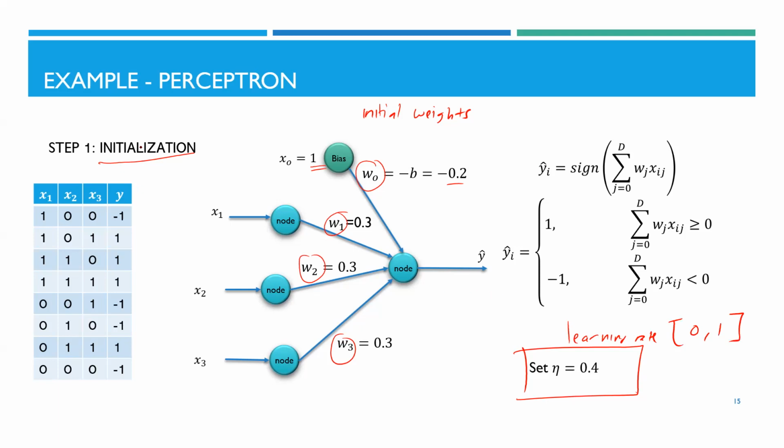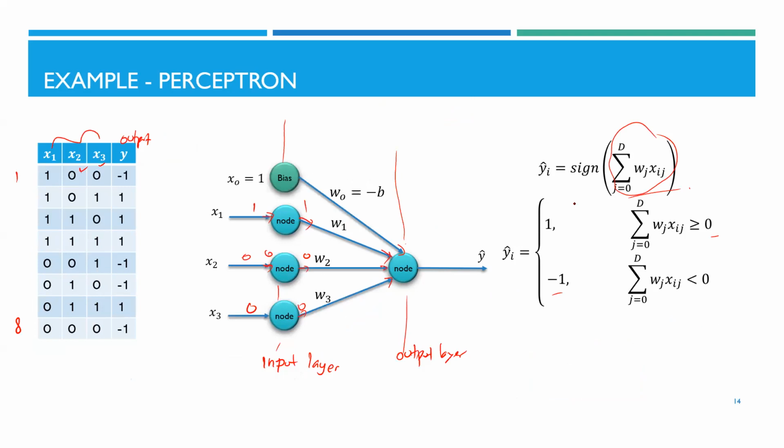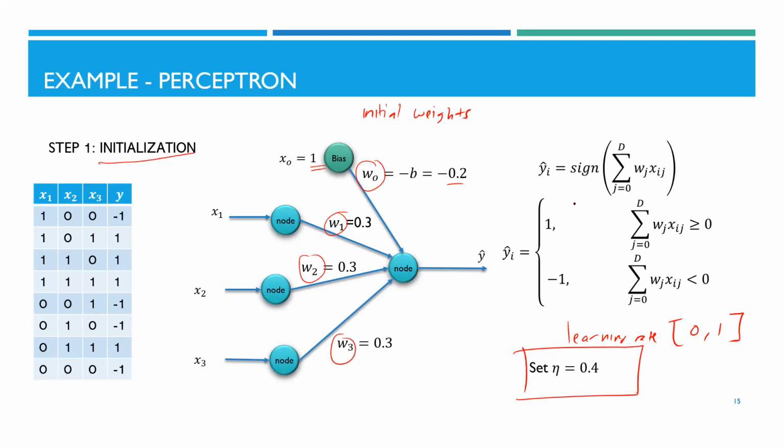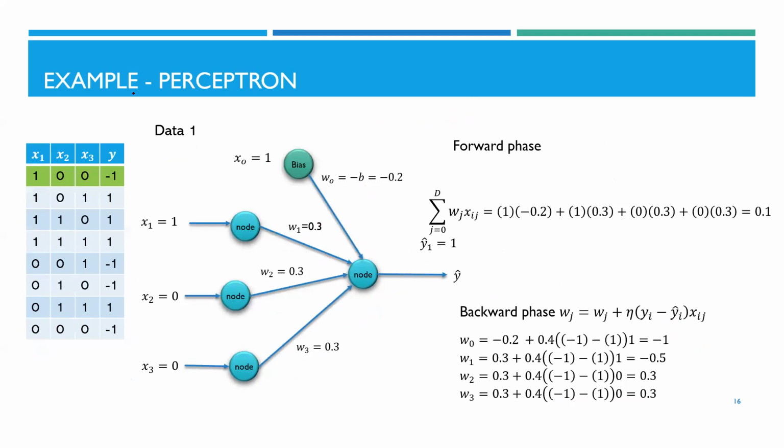What we do in initialization, of course, we do after we decide the structure, is generate the initial weights and the learning rate. After that, we can start from the first data. For the first data, we have x1 is 1, x2 is 0, x3 is 0. This is the initial weights. So first we do the forward phase.